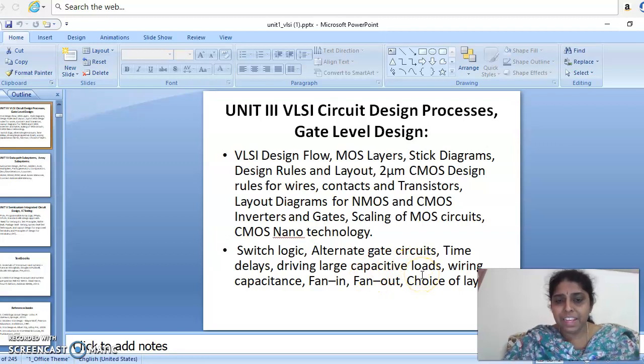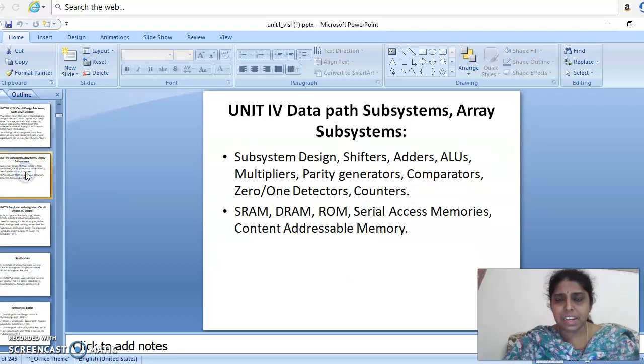Then wiring capacitance, fan in, fan out, how many number of inputs we can connect, how many number of outputs we can take, and choice of the layers. All these we'll discuss under the VLSI circuit design process, gate level design. So next is the data path subsystems.